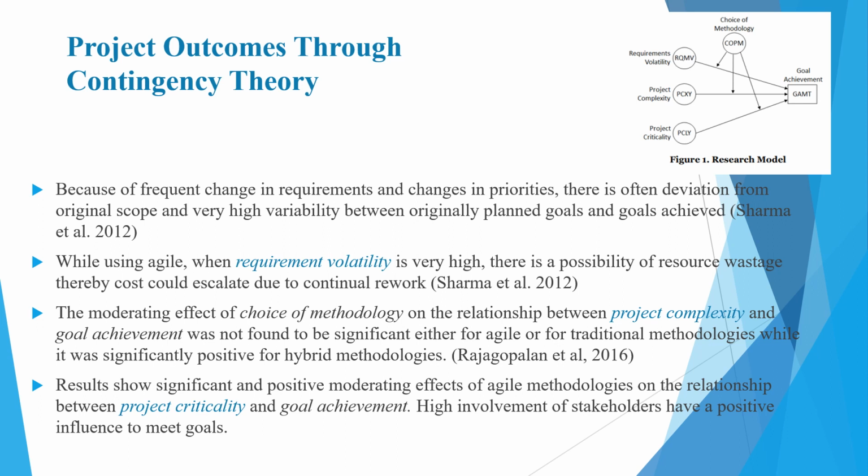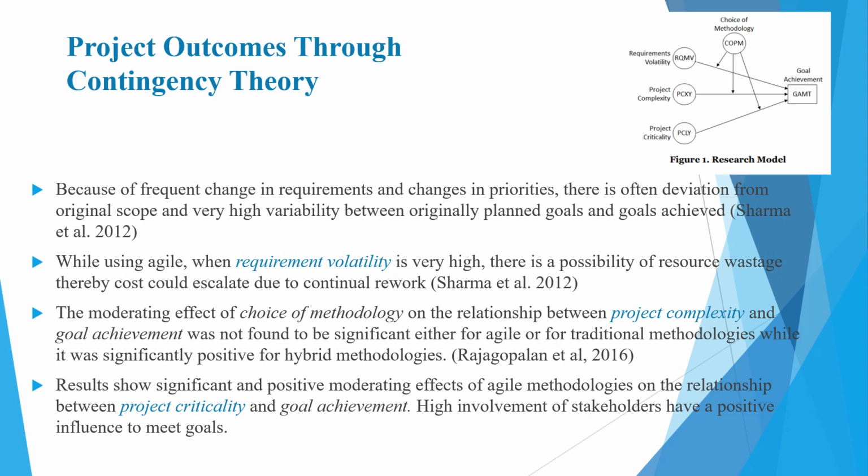Project outcomes through contingency theory. Because of frequent change in requirements and change in priorities, there is often a deviation from original scope and exceedingly high variability between original plan goals and goals achieved. Meaning if there's no stability or predictability, a software development methodology will have a tough time bringing about remarkable results. Through this research model, they found that while using agile, when requirement volatility is exceedingly high, there is a possibility of resource wastage, thereby costs could escalate due to continual rework, meaning that change and unpredictability do not suit well in bringing about great project outcomes when using SDMs.